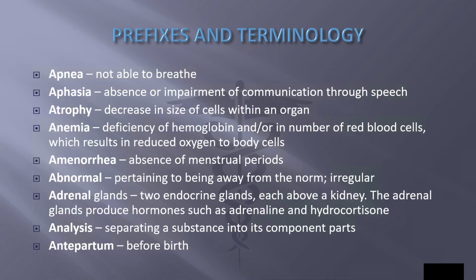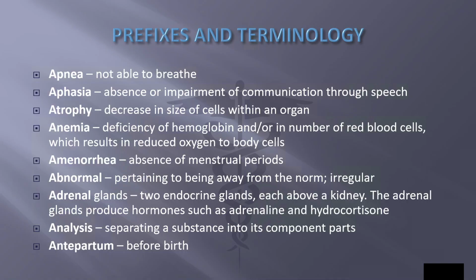Next, we have atrophy. This is a decrease in size of cells within an organ. Disuse of a muscle can result in muscular atrophy. Muscles shrink as cells decrease in size.